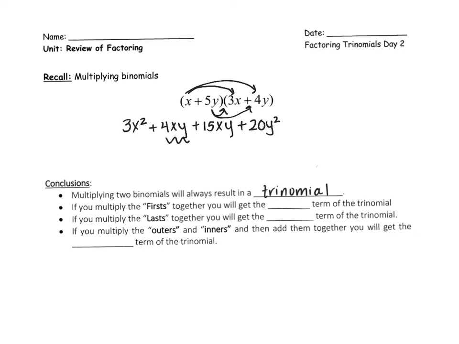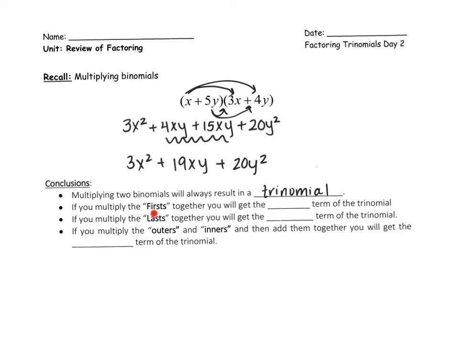Then we can go ahead and combine our like terms. So we have 3x squared plus 19xy plus 20y squared. So that first conclusion, multiplying two binomials together, will always result in a trinomial, right? 1, 2, 3 terms. So what happened?